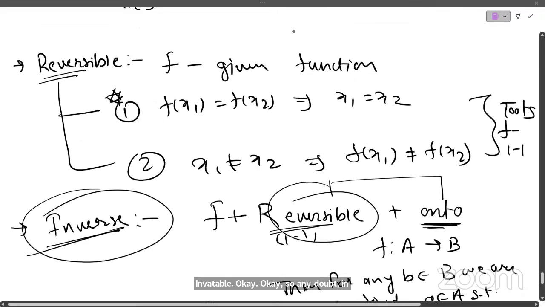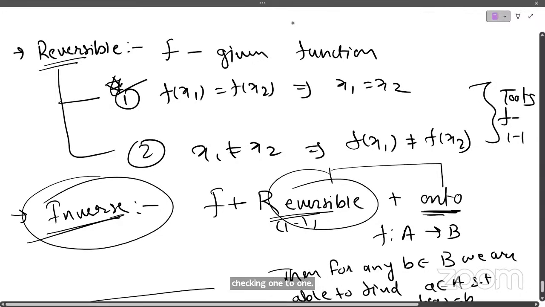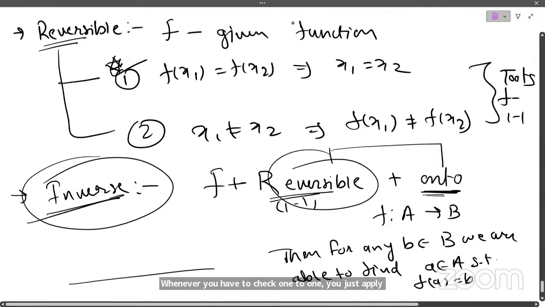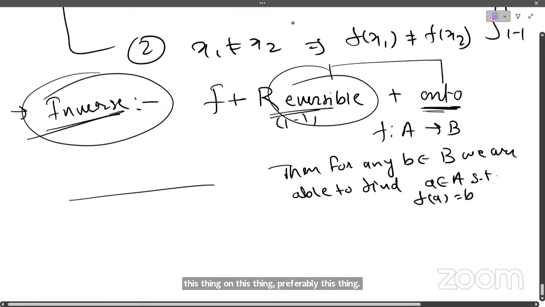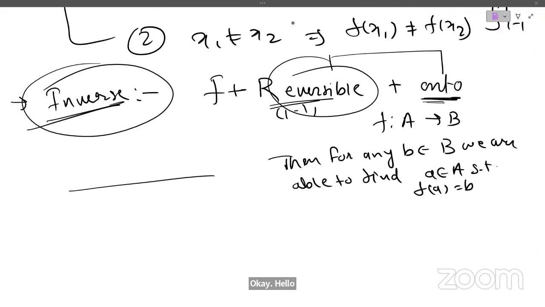Okay, so any doubt in invertibility or checking one-to-one? Whenever you have to check one-to-one, you just apply this thing or this thing, preferably this thing. Whenever you need to check onto, you have to take an a such that f of a is equal to b.